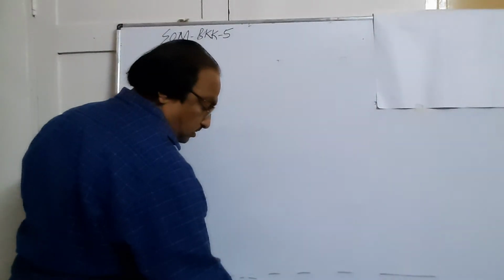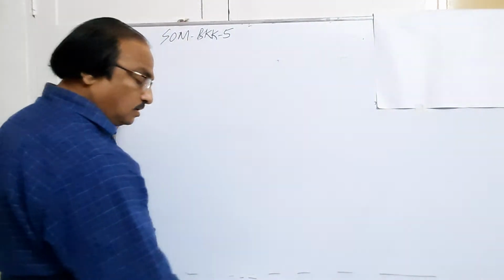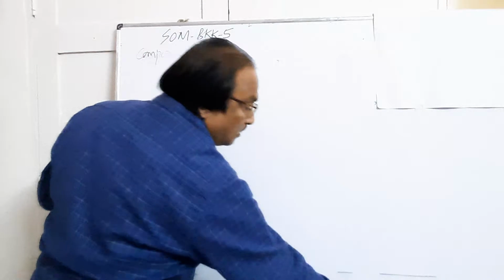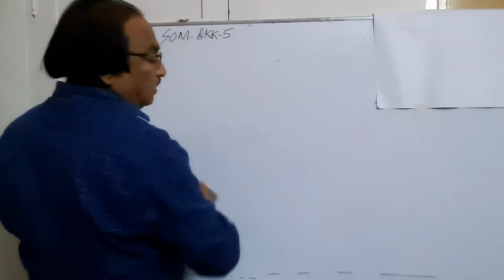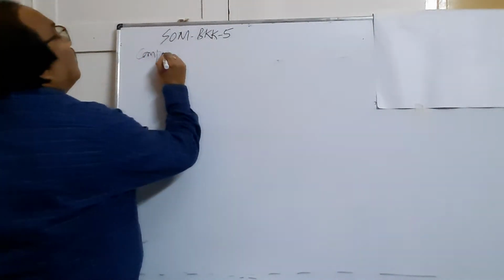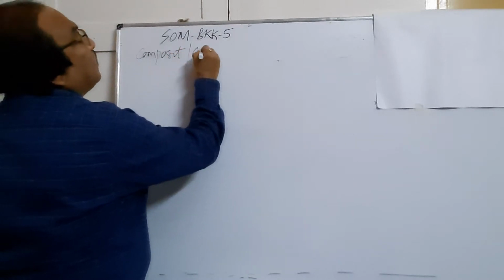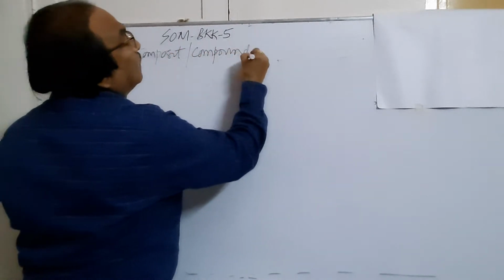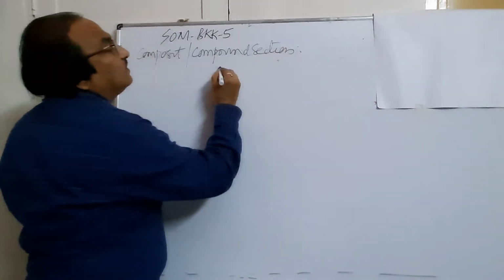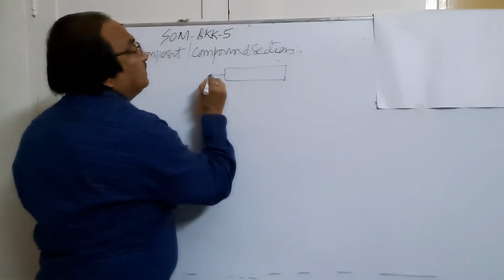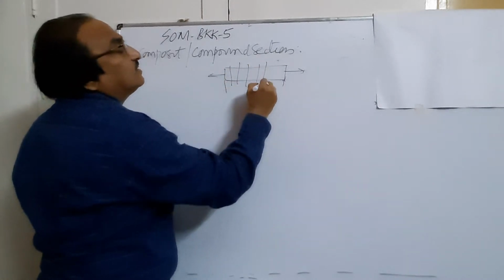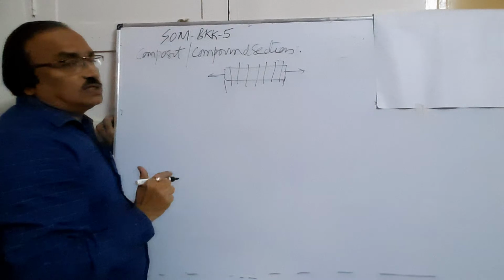So we will come across composite or compound sections. Suppose if this is a member, if it is subjected to load, from this end to this end the cross section area remains the same. This is uniform cross section.